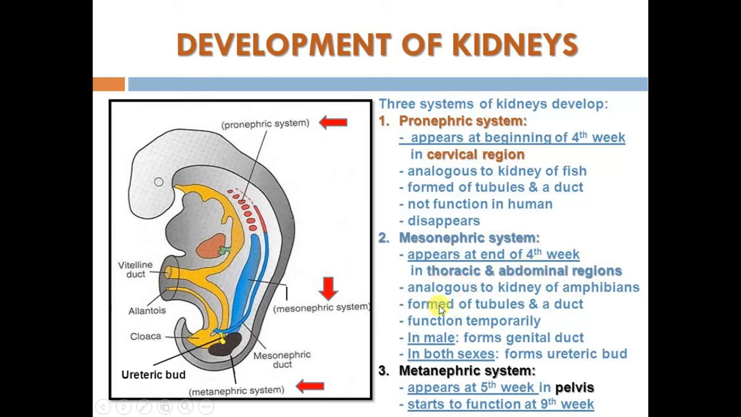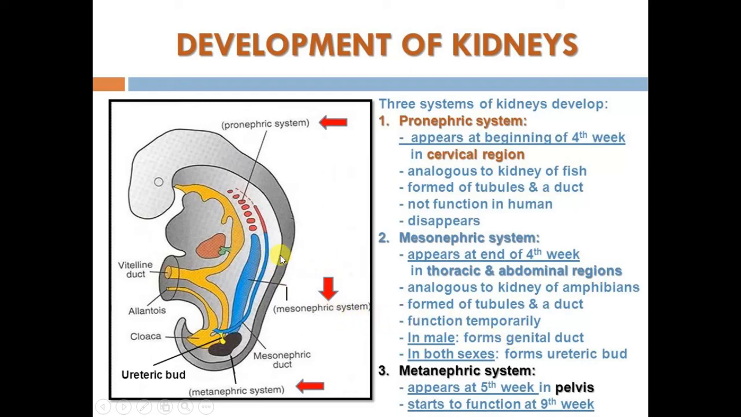It is the analogous kidney in amphibians, and it functions, but it functions temporarily. It's not permanent. Again, as the pronephric system was not permanent, the mesonephric system is also not permanent. But it's not that the whole system disappears. We will see how it disappears. It functions temporarily, but in the males, the remnant of this mesonephric system will form the genital ducts.